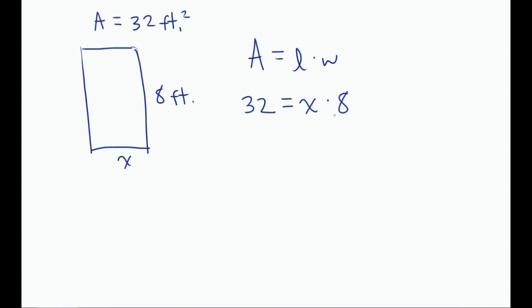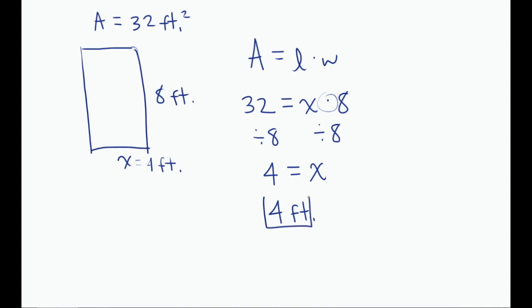So I'm going to solve for x, so that means I have to undo this multiplication right here. So I'm going to divide by 8, both sides, and I'm going to be left with 4 equals x. And let's just make sure. If I know x equals 4 feet, I'm going to check to make sure that this works out. Length times width is 32. That is correct. 4 times 8 equals 32. So 4 feet is my answer.